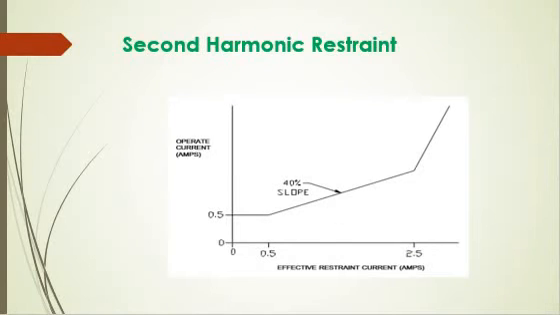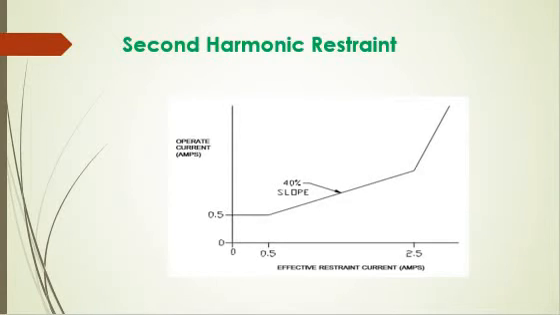Now when a transformer is energized, there is a magnetizing inrush current which can be as high as 10 times the full load current of the transformer. This high inrush current lasts for only a few cycles. However, it can cause the differential relay to operate because it has the appearance of an internal fault, that is, current flows into but not out of the transformer.